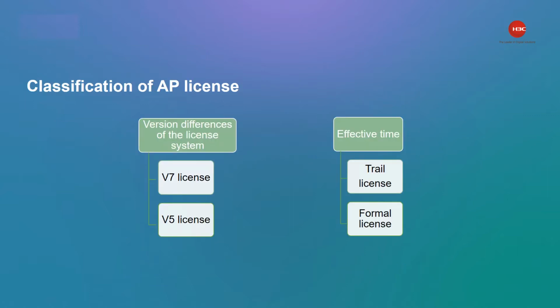Knowing the role of AP's license, is there only one type of AP's license? Of course not. According to different situations, wireless AP license may have the following types. According to the version difference of the AC system, it can be divided into V5 and V7 license. It is worth noting that the V5 system can only use the V5 license, and the V7 system is compatible with the V5 license. Regarding the validity period, it can be divided into trial license and formal license. A trial license is a short-term license, and the usage time ranges from 13 days to 1 year.